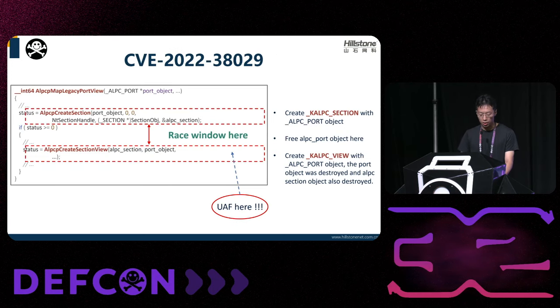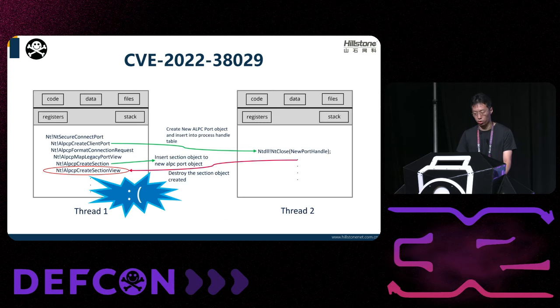The second example is a memory corruption bug inside the ALPC-RPC kernel. In recent years, we have seen a lot of memory corruption issues inside the ALPC-RPC kernel. The following code snippet is part of a vulnerability associated with the ALPC section blob object. When we create an ALPC section in the map legacy port view function, there's a race window before the function creates the view port view object. During this race window, the attacker can destroy the ALPC port object, causing the ALPC create section view function to access a freed pointer.